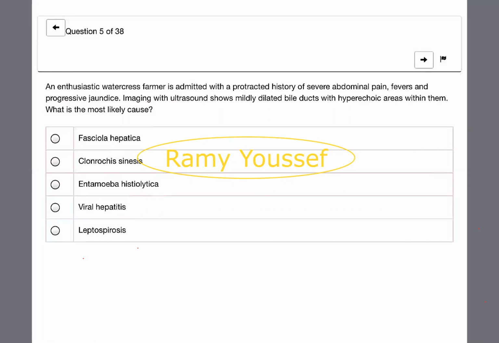An enthusiastic watercress farmer is admitted with a protracted history of severe abdominal pain, fever, and progressive jaundice. Imaging with ultrasound shows a mildly dilated bile duct with hyperechoic areas within it. What is the most likely cause? Fasciola hepatica, Clonorchis sinensis, Entamoeba histolytica, viral hepatitis, leptospirosis.